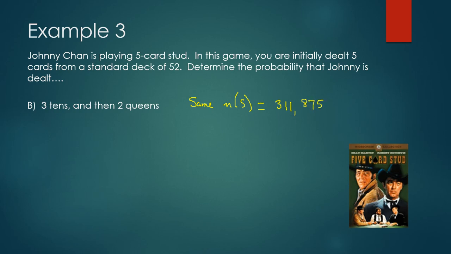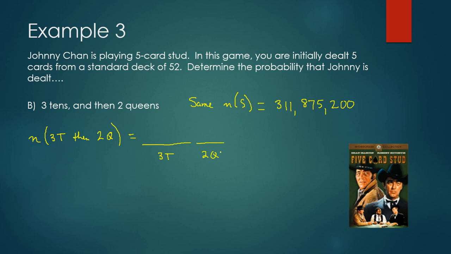So your probability initially will be out of 311,875,200. But maybe you want to take a moment and see if you can figure this out. How many ways can you get 3 10s, then 2 queens? Set up a little calculation here. So if you want to pause the video and figure that out, you can unpause it when you're ready. Or if you'd like to just follow along now, you can.